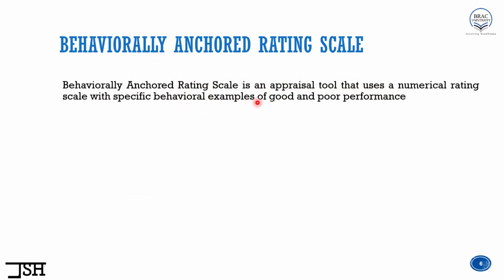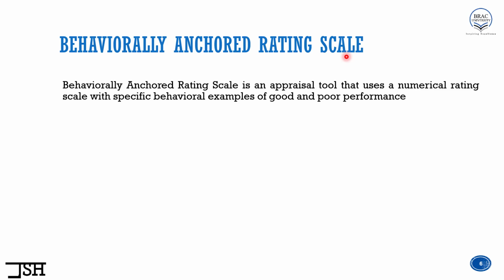So now let's move on to the formal definition here. Behaviorally anchored rating scale is an appraisal tool that uses a numerical rating scale with specified behavioral examples of good and poor performance. So this is the formal textbook definition, but I'm sure all of you know exactly what is meant by it, because I have broken this definition into easier parts so that you can easily understand, and we have gone through the example as well. Now, rather than saying the whole name of this appraisal method, we can use a short form. What is that? BARS. B-A-R-S. So many people call it the BARS method.